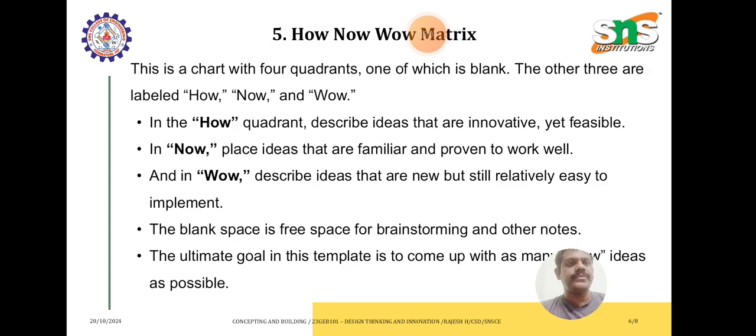Finally, the fifth one is the How Now Wow matrix. The How quadrant describes ideas which are innovative but yet feasible, the Now quadrant holds ideas which are familiar but proven to work well, and the Wow quadrant describes the easiest ones to implement. There is also a blank free space where brainstorming and other notes can be added in the How Now Wow matrix. The ultimate goal of this template is to come up with as many wow ideas as possible.